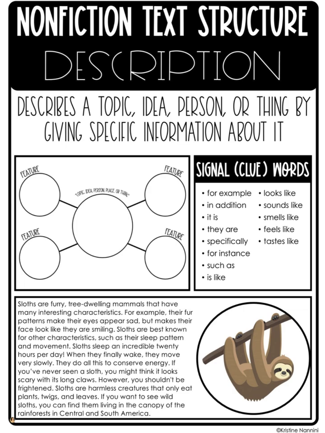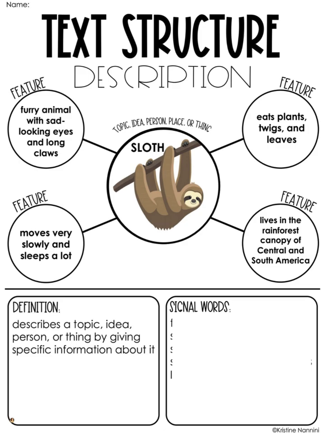The next thing we are going to do is define what a descriptive text is down at the bottom. So if you notice at the bottom, you have a little space that says descriptive text. And if you flip your paper over, you should see the definition. But I also notice the top of the screen, it tells me that a descriptive text describes a topic, idea, person, or thing by giving specific information about it. And specific information is details. So go ahead and put that in your blank. Describes a topic, idea, person, or thing by giving specific information or by giving details.